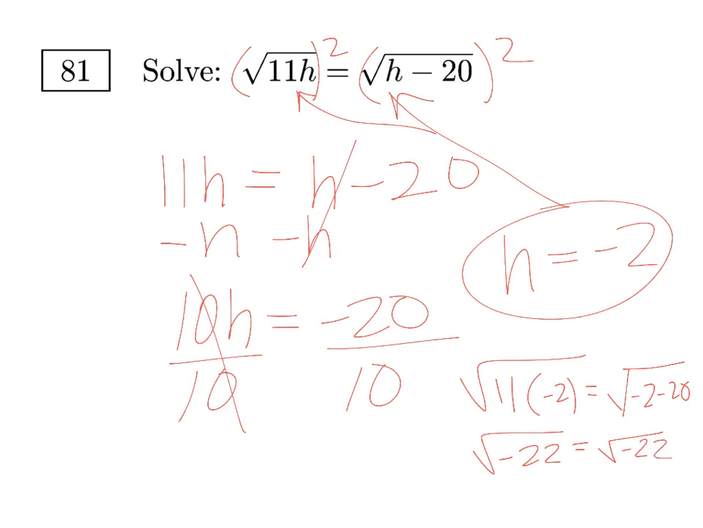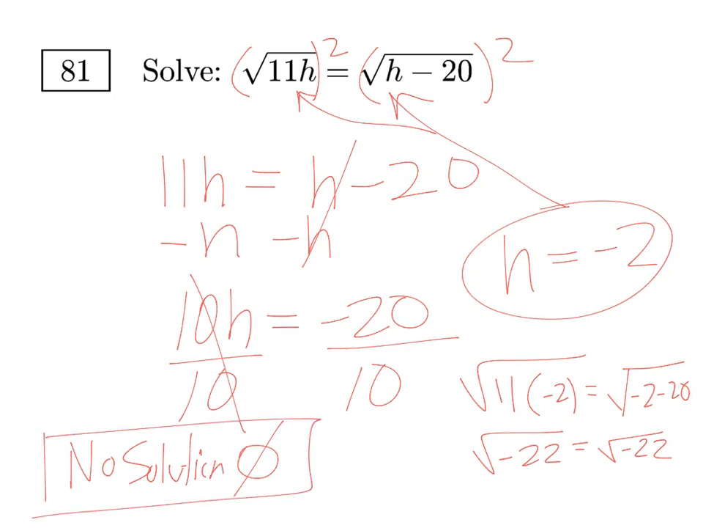Alright, now you might say that that's true, but what's not true is that you can't take the square root of a negative number. So there is no solution for this problem. Alright, cannot take the square root of a negative number. That's a no-go. Alright, next problem.